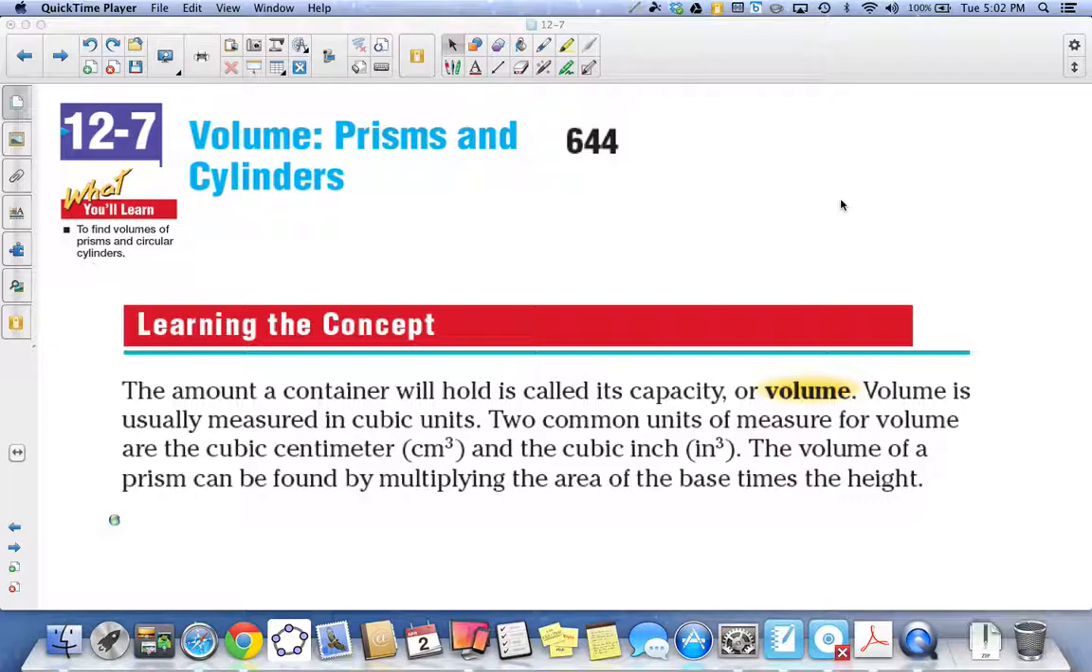We know from 6th grade that volume is also capacity, the amount a container will hold. Volume is usually measured in cubic units. Two common units of measure for volume are cubic centimeter and cubic inch. The volume of a prism can be found by multiplying the area of the base times the height. But before we go there, let's go more into depth on what volume really is.